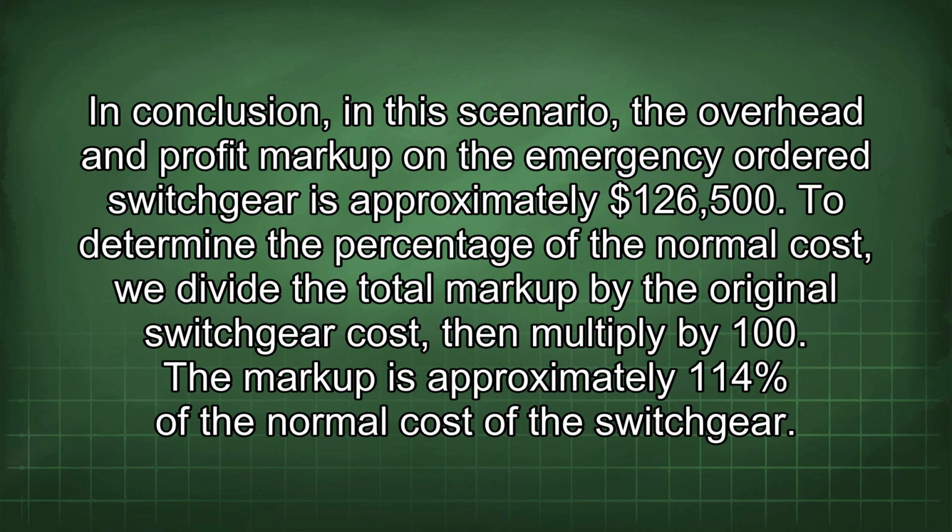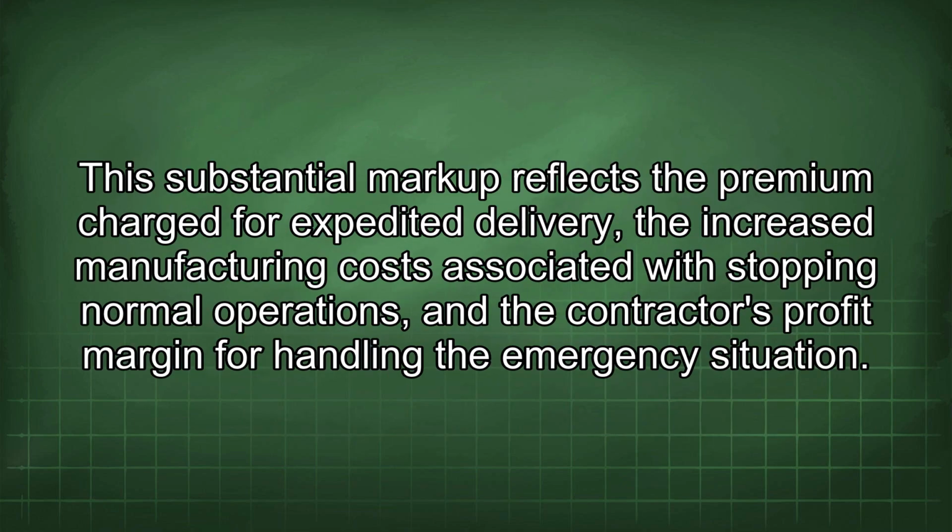In conclusion, in this scenario, the overhead and profit markup on the emergency ordered switchgear is approximately $126,500. To determine the percentage of the normal cost, we divide the total markup by the original switchgear cost, then multiply by 100. The markup is approximately 114% of the normal cost of the switchgear. This substantial markup reflects the premium charged for expedited delivery, the increased manufacturing costs associated with stopping normal operations, and the contractor's profit margin for handling the emergency situation.